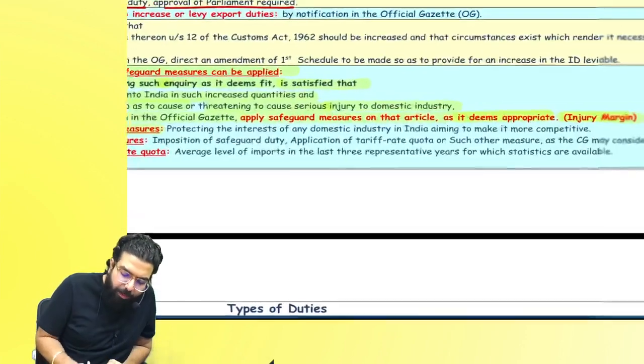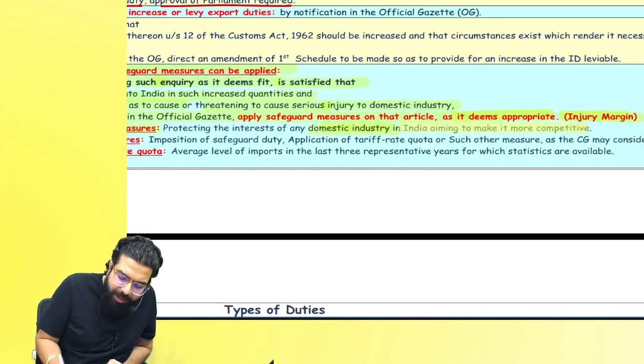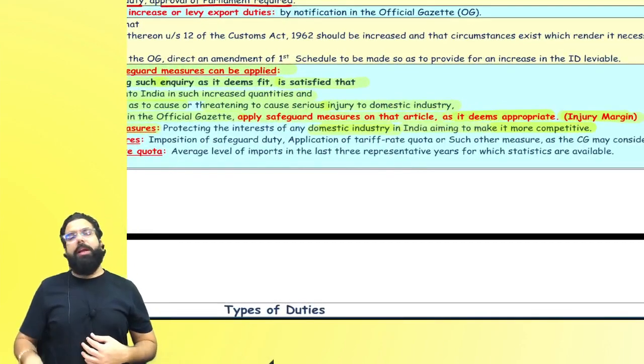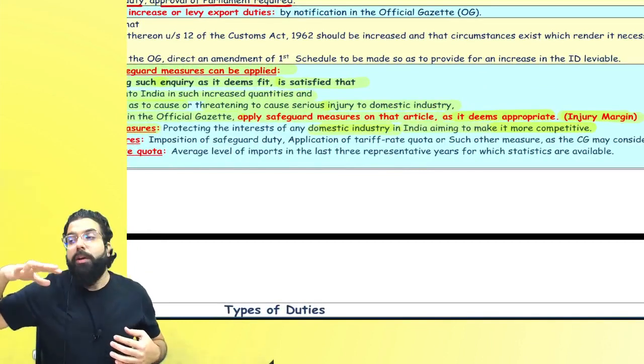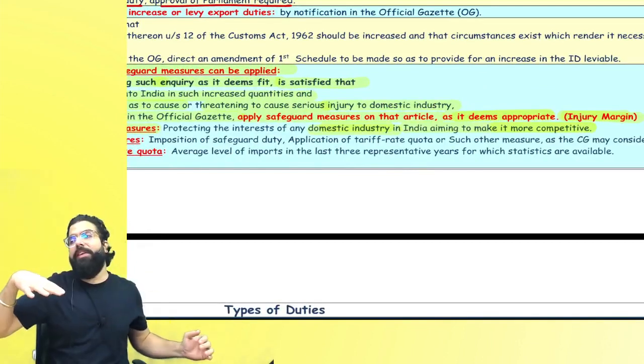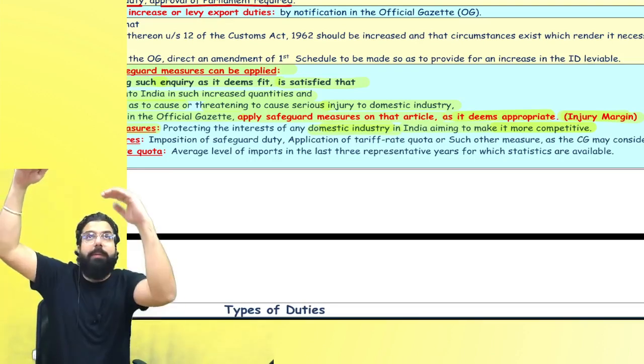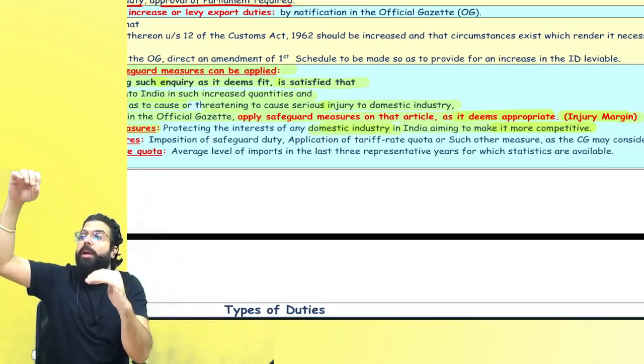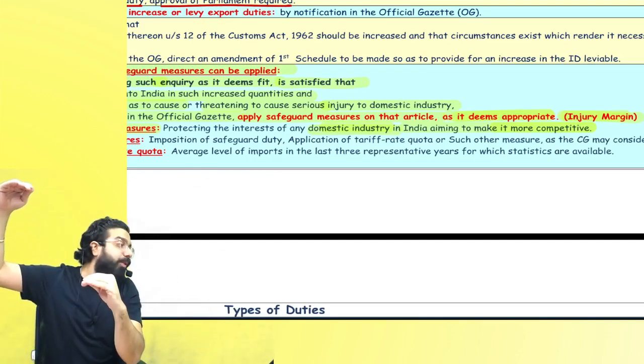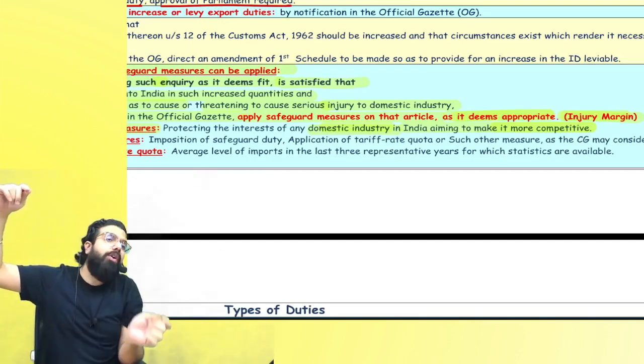The objective of safeguard is to protect the domestic industry, aiming to make them more competitive. Increased quantity is coming from the US to India. Indian domestic industry is telling, sir, the market is flooded. Because the market is flooded, the price is falling. Now the imported goods are able to survive, but we are not able to survive because our cost is too much.